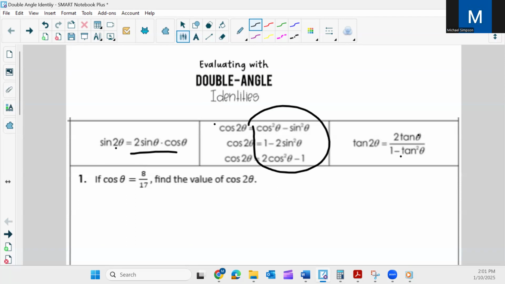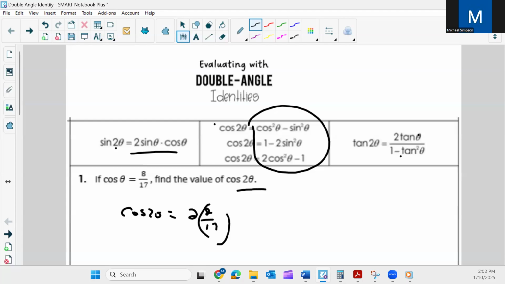Here's an example. If you're given cosine theta is 8 over 17, find the value of cosine 2 theta. I'm going to tell you, a lot of kids do this. They go, oh, I know this, cosine 2 theta is going to equal 2 times 8 over 17. All right? That's not correct.